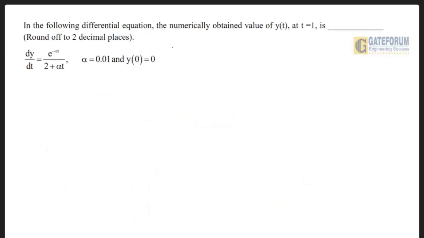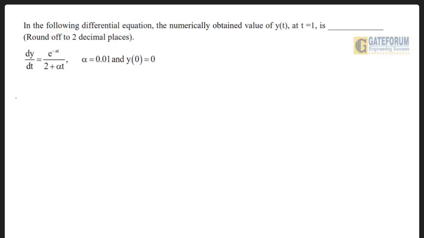Differential equation: the numerically obtained value of y of t at t is equal to 1, rounded off to 2 decimal places. dy by dt is equal to e power minus alpha t divided by 2 plus alpha t, where alpha value is 0.01 and y of 0 is equal to 0. This is from engineering mathematics, from the topic numerical methods, subtopic numerical solution to ordinary differential equation.